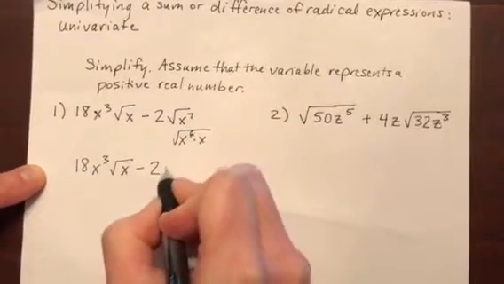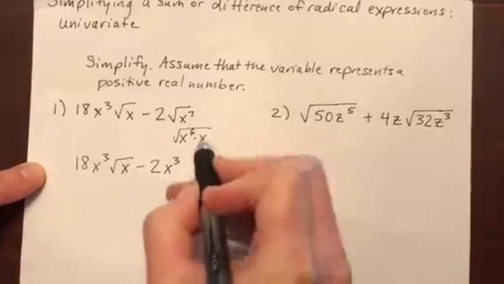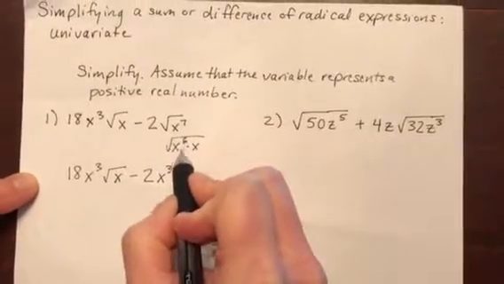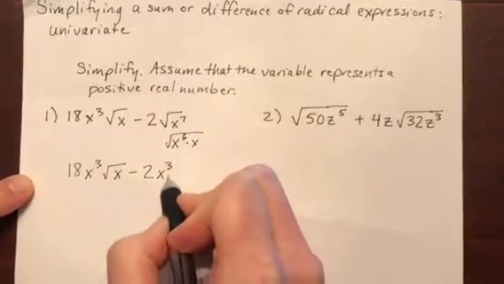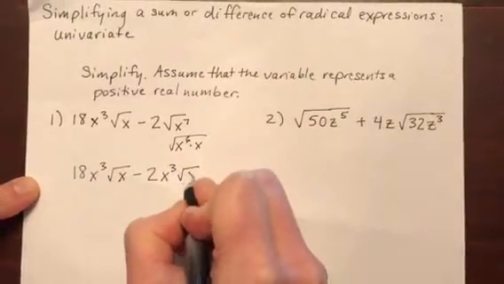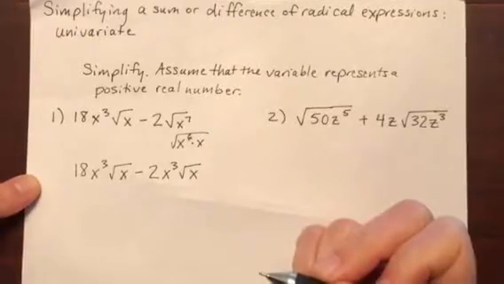This x^6 comes out as an x^3, because when we take the square root of an even power, it divides the power by 2. So this is x^3, and then root x. That x is still under the radical.